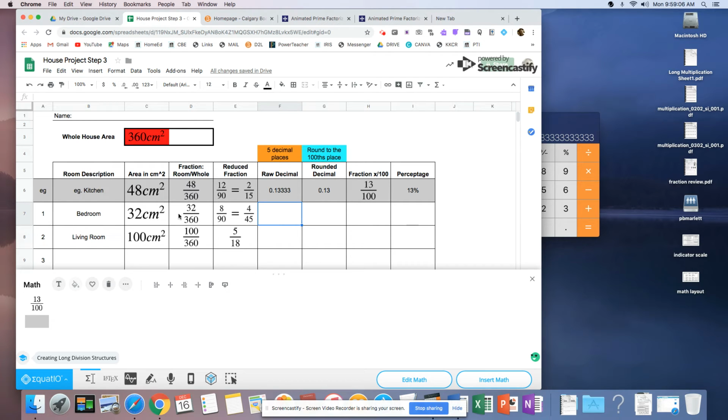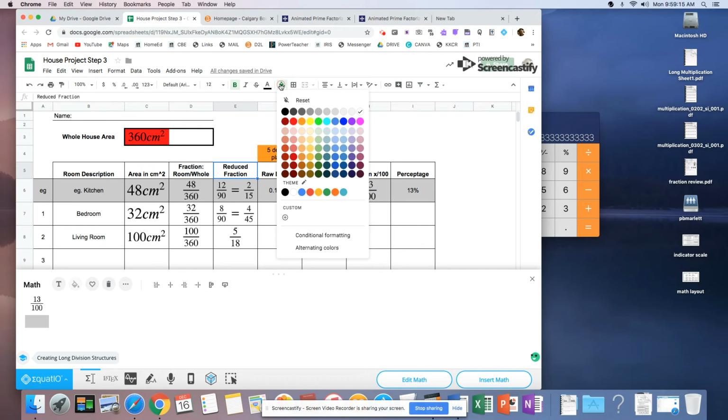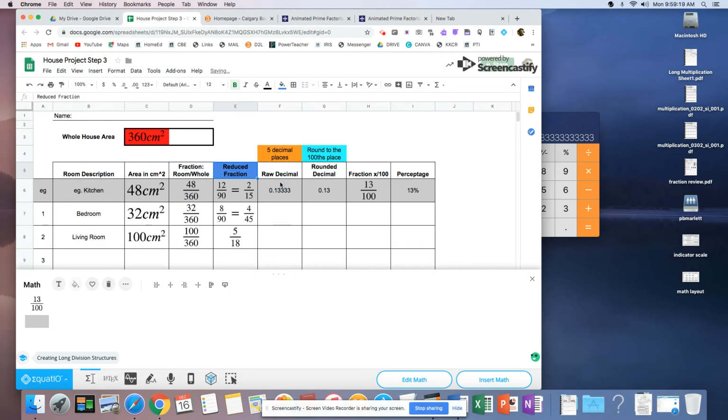Next thing I'm going to do is go 32 over 360. I can reduce that to 8 over 90. And then this one here, the reduced fraction. If you're totally freaked out about that, especially grade 6s, don't worry about it. Okay, it's not a huge deal. We can work on that the next couple of years.